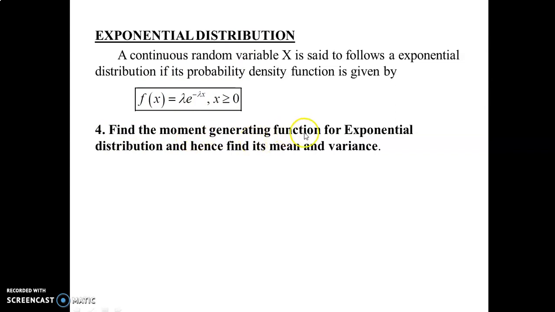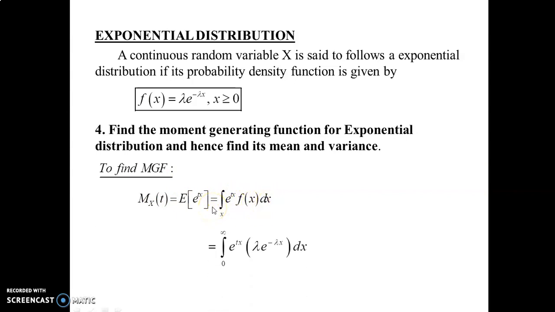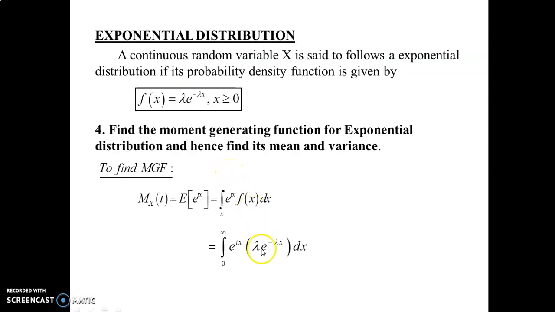Next, find the moment generating function for the exponential distribution and hence find its mean and variance. First of all, we want to find this MGF. The formula is M_x of t equal to expectation of e power tx, equal to the integral over x of e power tx f of x dx. The limits for the exponential distribution are 0 to infinity: e power tx into lambda e power minus lambda x dx. Take lambda, a constant, outside. Since the bases are equal, the powers add. Here is minus lambda x and here is tx; x is common, so taking the minus sign outside, we get lambda into the integral from 0 to infinity of e power minus of lambda minus t into x dx.